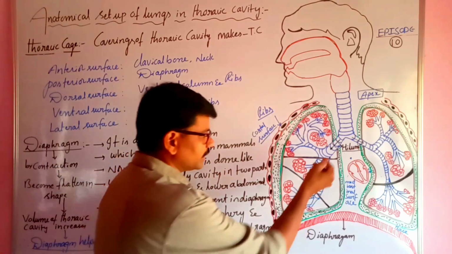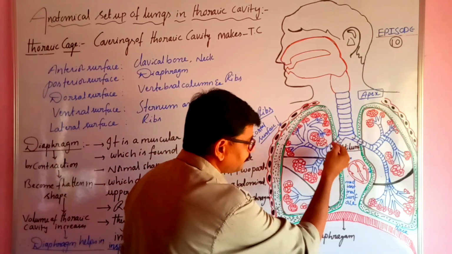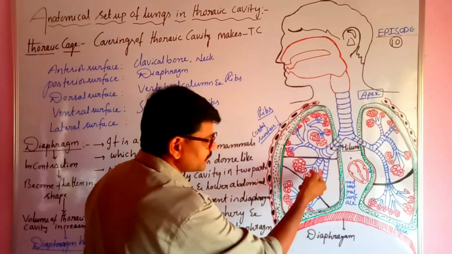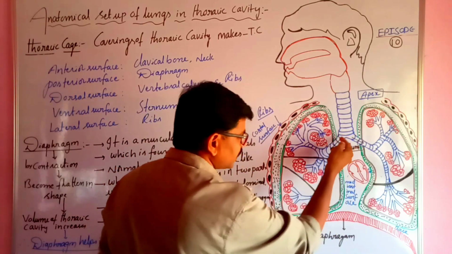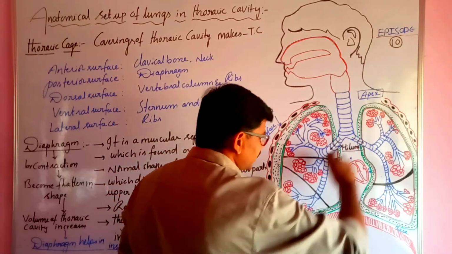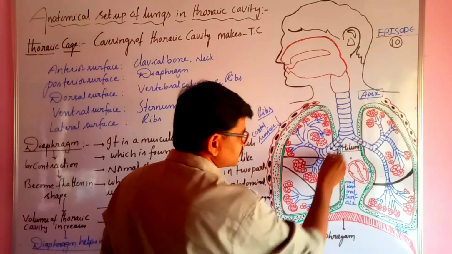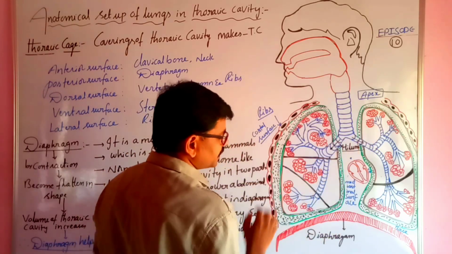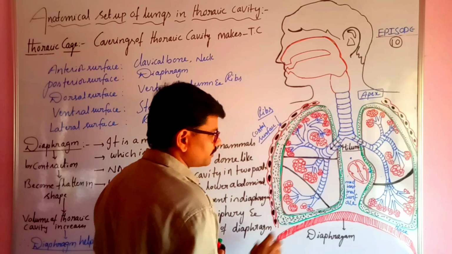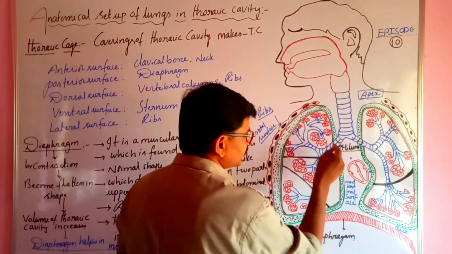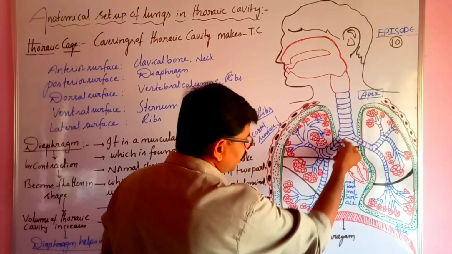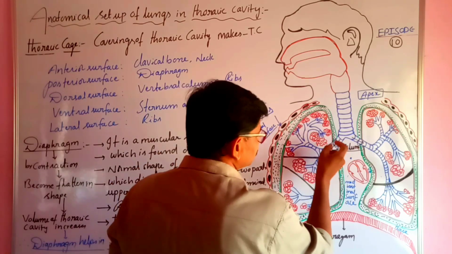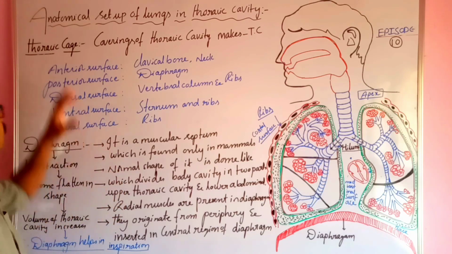Hilus is nothing but an exit or entry. Why is it an exit and entry? Some vessels must enter the lungs, that is the pulmonary arteries. Some vessels take the blood away from the lungs, that is the pulmonary veins. Like that, some afferent nerves will be entering, and some efferent nerves take the information from it. So this hilum helps in the entry of bronchi, blood vessels, lymph vessels and some pulmonary vessels. That is a part of the thoracic cage.